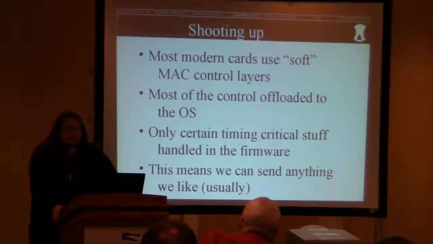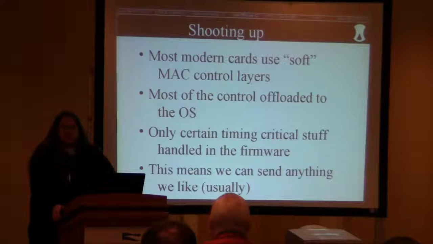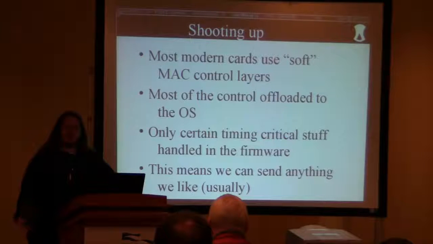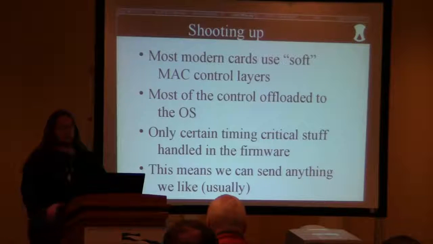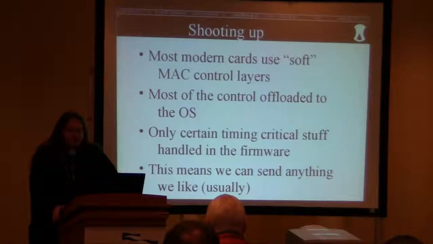So most modern cards now use soft MAC layers, where all of the control of the Wi-Fi stuff and the packet creation is offloaded to the OS. Older cards like the Prism 2 and whatnot, the early 2000 cards, had all that stuff in the firmware, so you couldn't do really fun packet creation because when you tried to put it in there, the firmware went, oh, I know how to make that packet, and overrode everything you did. So only certain timing critical stuff is handled in the firmware, sometimes not even that. And that means we can send anything we damn well want, usually.